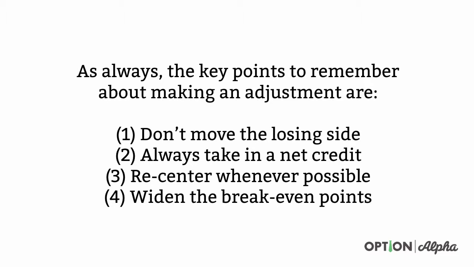Now, as always, the key points to remember about making adjustments are: number 1, don't move the losing side. Number 2, always take in a net credit. We never want to be adjusting trades and paying money to do so as option sellers. Number 3, recenter the trade whenever possible. And what that basically means is we want to acknowledge the fact that the stock has made a higher move or a lower move. And by making an adjustment, we try to recenter the stock and have the stock in the middle of our break-even points or our new break-even points whenever possible. And number 4, that kind of goes along with number 2, is we want to widen the break-even points, which is going to naturally happen as we take in a higher and higher credit.